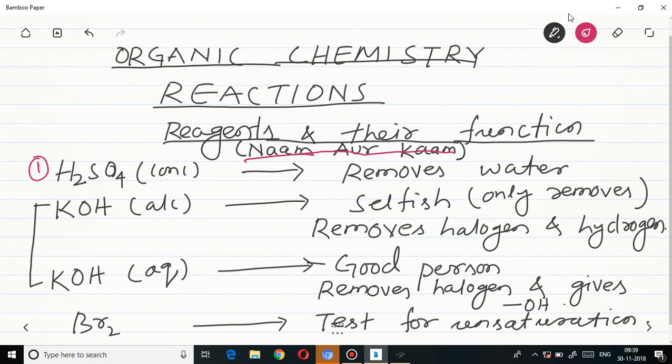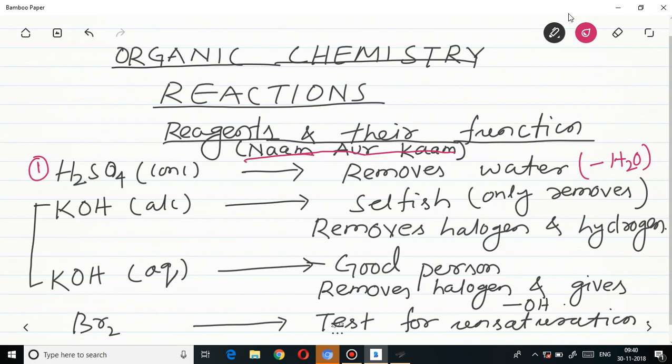This is the name of the reagent. And what is the function? It removes water molecule. I'll write it: removes water molecule, minus water molecule. So with whichever compound sulfuric acid will be reacting, or in presence of sulfuric acid that compound will be reacting, sulfuric acid on its own will remove the water molecule.